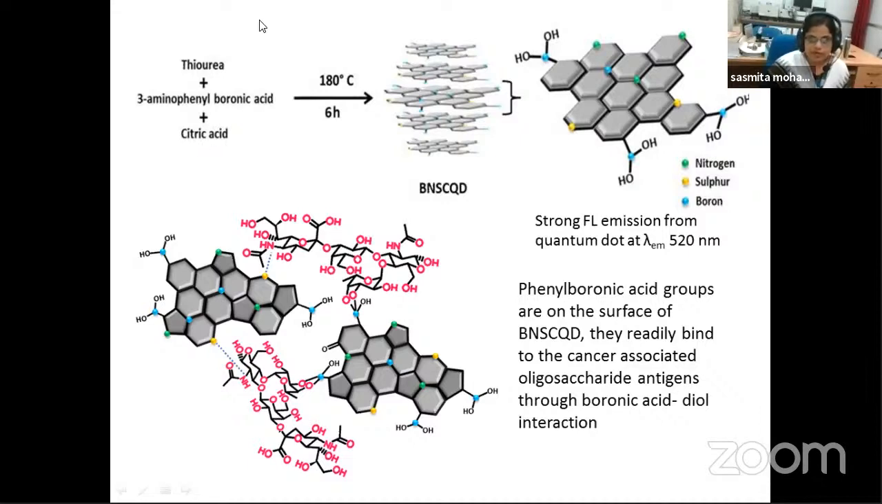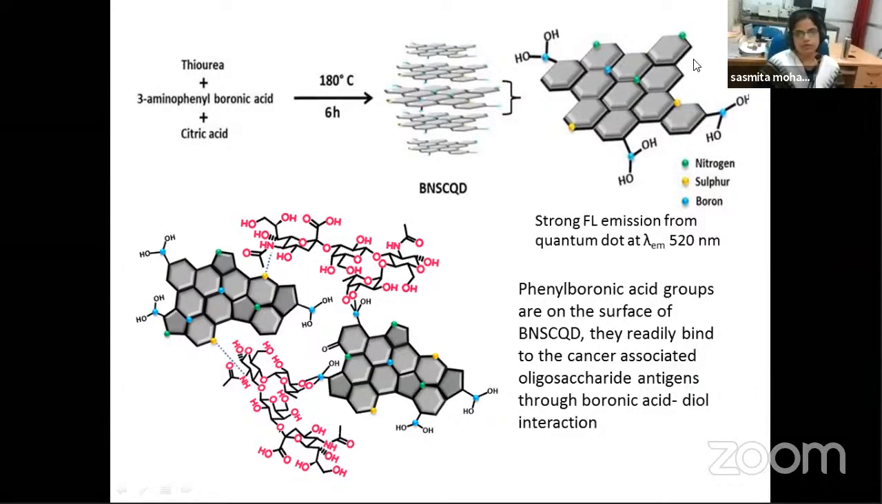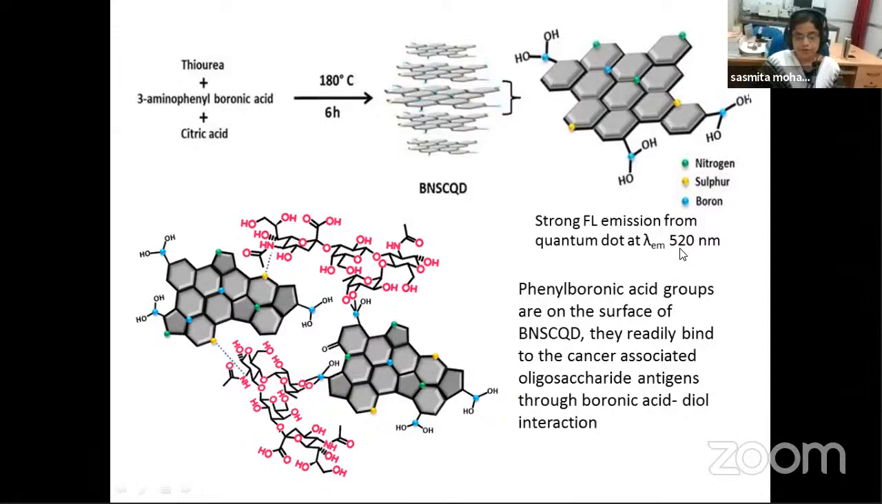The interesting fact about carbon quantum dots is that since it is synthesized at comparatively lower temperature, the structural memory of the precursor, for example 3-aminophenyl boronic acid here, is retained on the surface of the quantum dot which is produced. Now we have isolated this by different techniques. Then we found that this quantum dot emits bright luminescence at 520 nanometer when excited in the visible region.